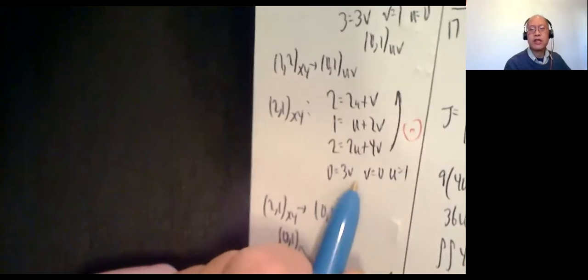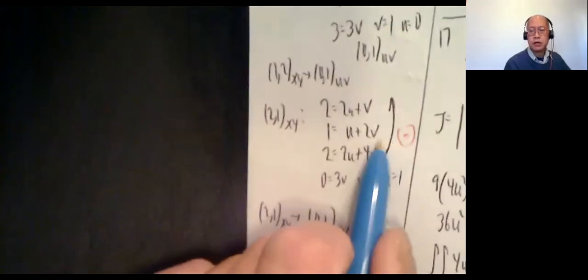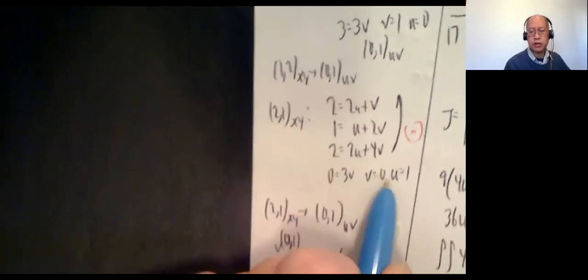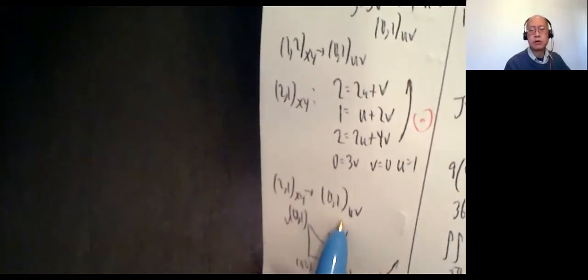This equation minus this equation. The third equation minus the first. 2 minus 2 is nothing. 2u minus 2u is 0. 4v minus v is 3v. 0 equals 3v, that means v equals 0. Plug in v equals 0, then u equals 1. Okay, so (2, 1) becomes (0, 1).